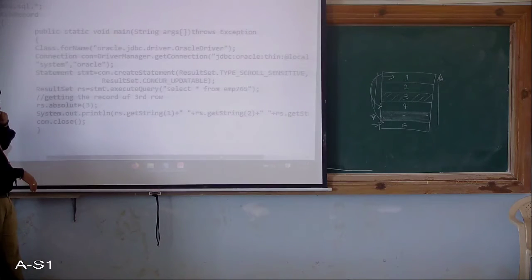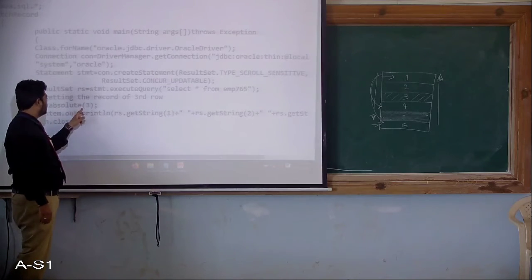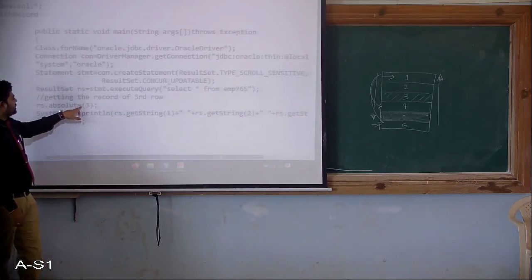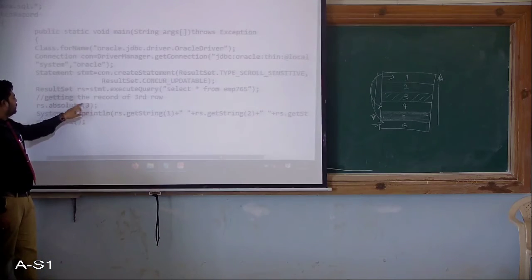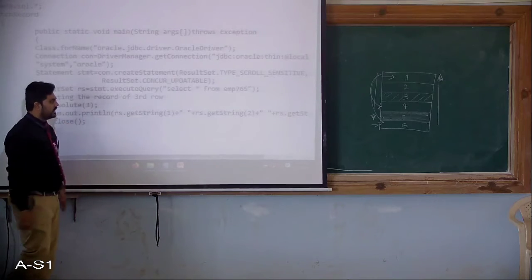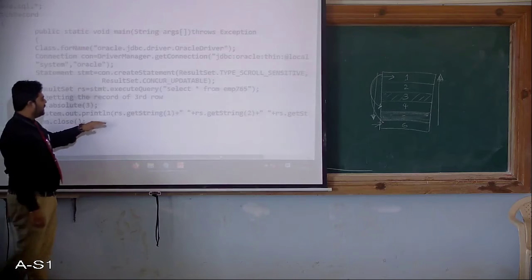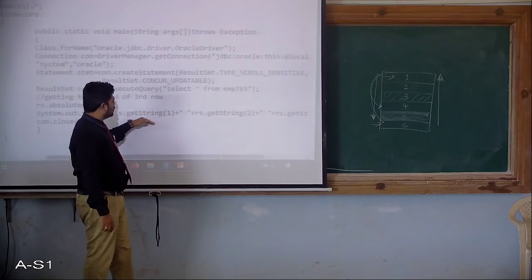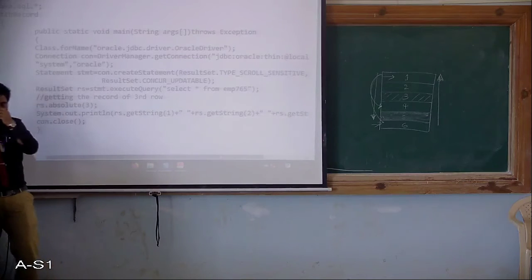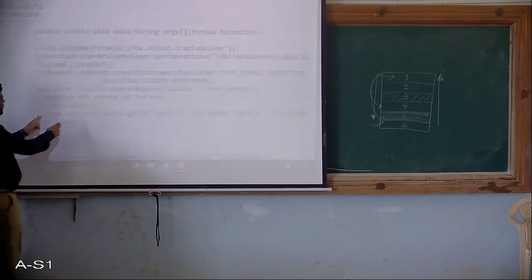Okay, so rs.absolute, whatever parameter you pass to this absolute method, that row will be accessed and printed. Suppose for example, if I am passing 3 to that absolute method, then it will take me to the third row and fetch the value from the third row, and it is printed over there. Then System.out.println, so I am printing all this getString, that is the first, then the second, then the third. So I am fetching all the values and printing them. So this is how. I have used only the absolute method.